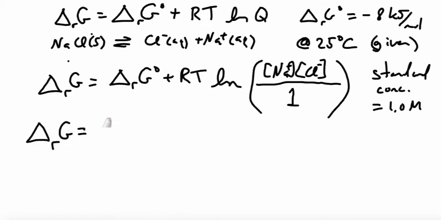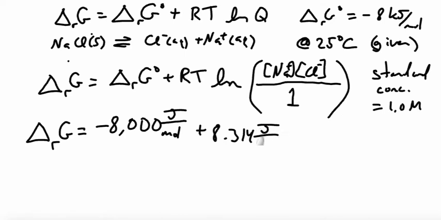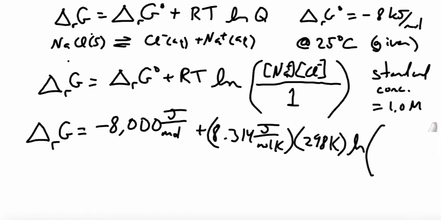So we said delta G standard was negative 8,000 joules per mole. Of course, this is an opportunity to make a mistake because this is going to come out to joules, and so if this is in kilojoules, you'd better convert it first. Okay, and then R, 8.314 joules per mole per Kelvin, times T, which we said was 298 kelvins. So remember in thermodynamics, whenever it's not a temperature difference but an absolute temperature, you've got to use kelvins and not degrees C. All right, then we take the logarithm, and we had the concentration of sodium.